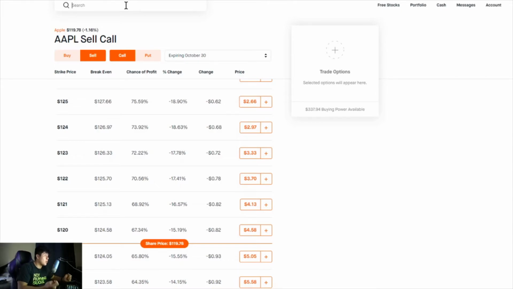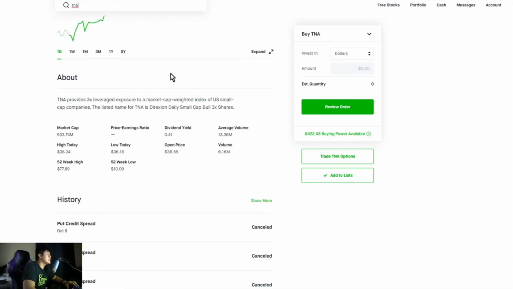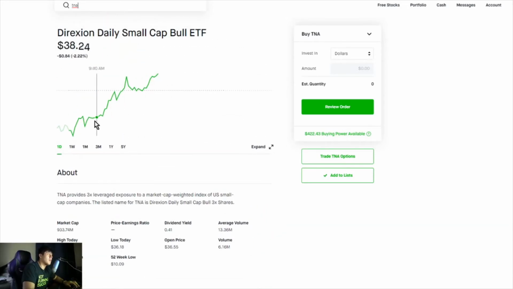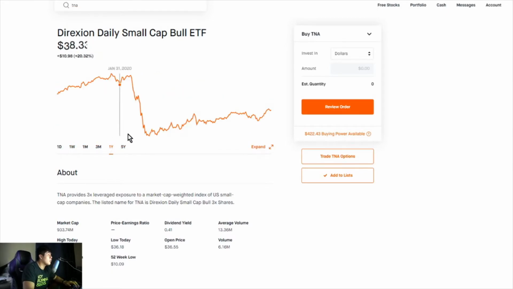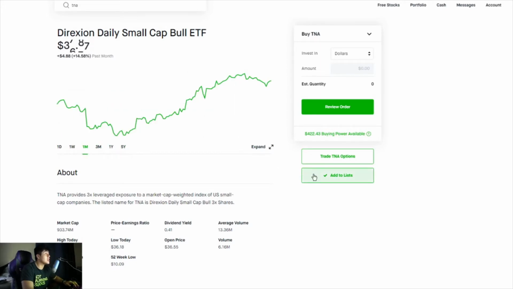But for example, one of my favorites, TNA. It's small-cap, oops, I'm sorry, small US companies. So far it's been doing pretty good, as you can see right here. Over the year it was at 73, but before the Rona it dropped all the way to a low of 11, and now look at it, rising at 38 and going higher. But like I said, keep in mind this is $38 per share.